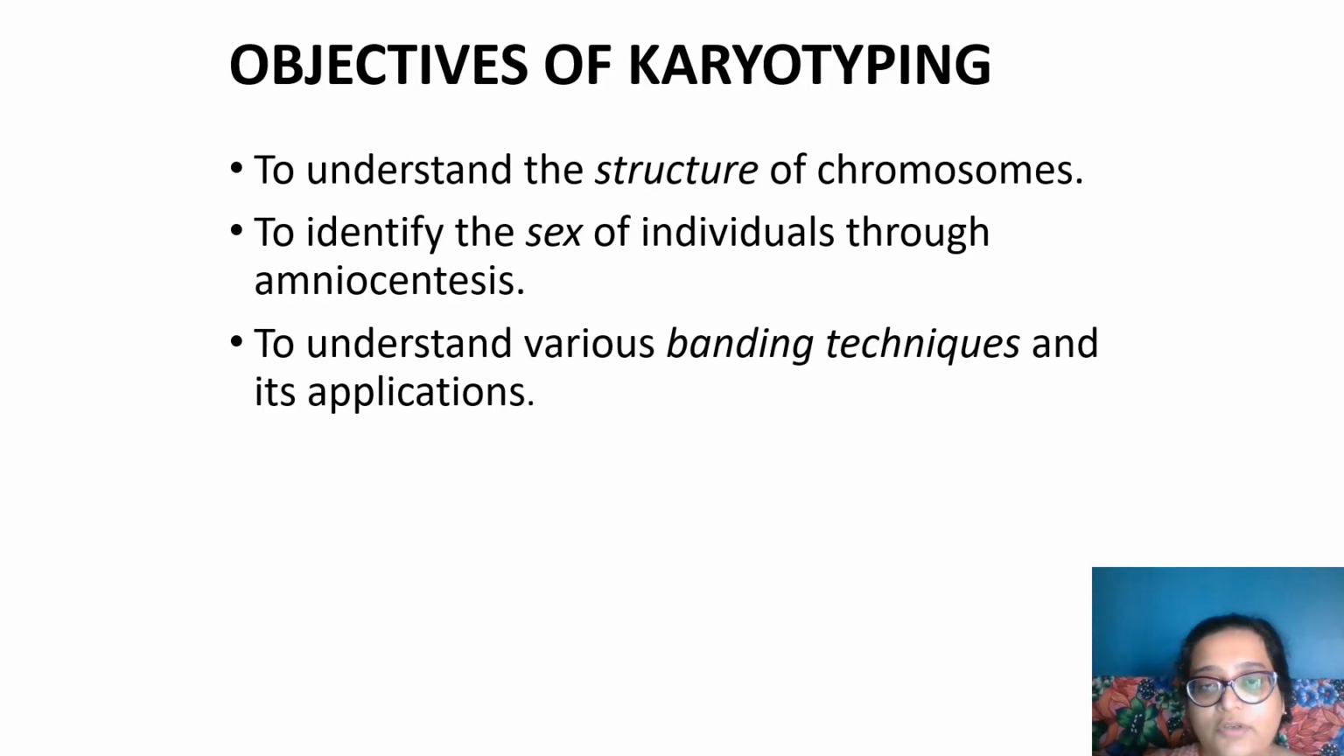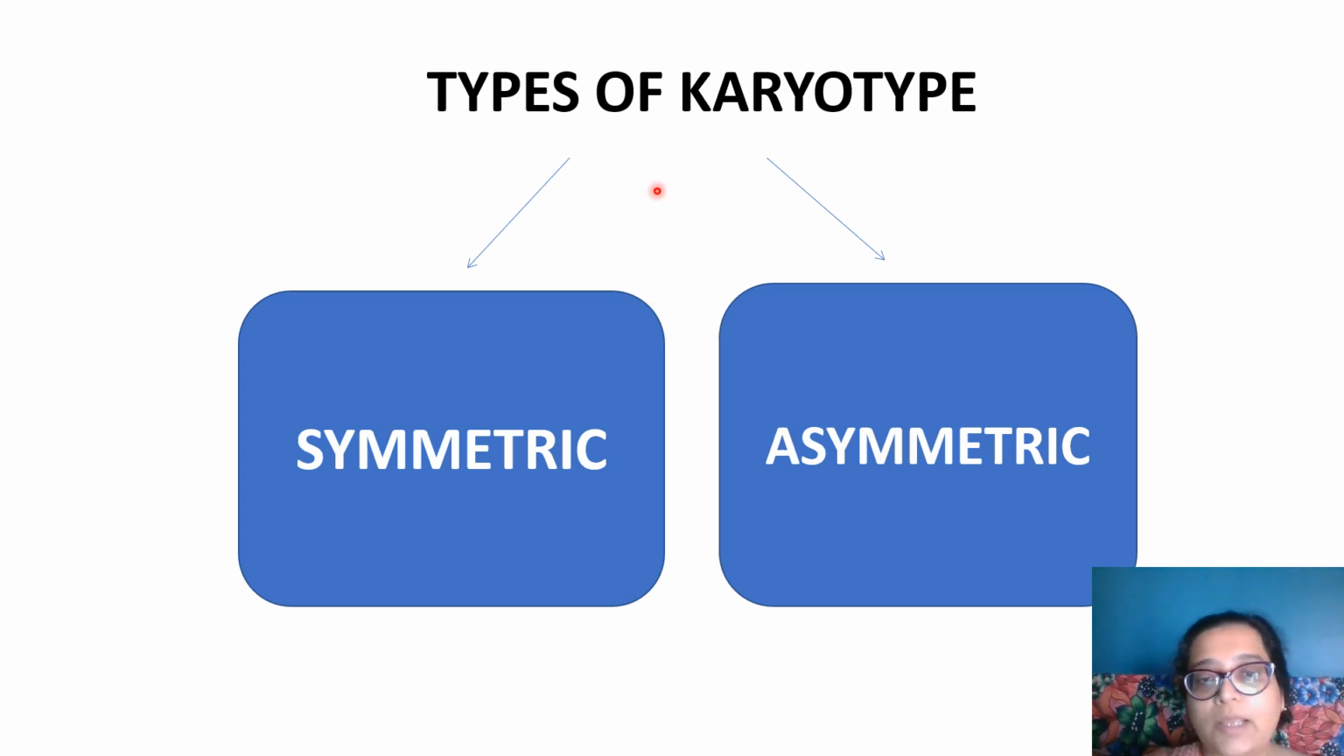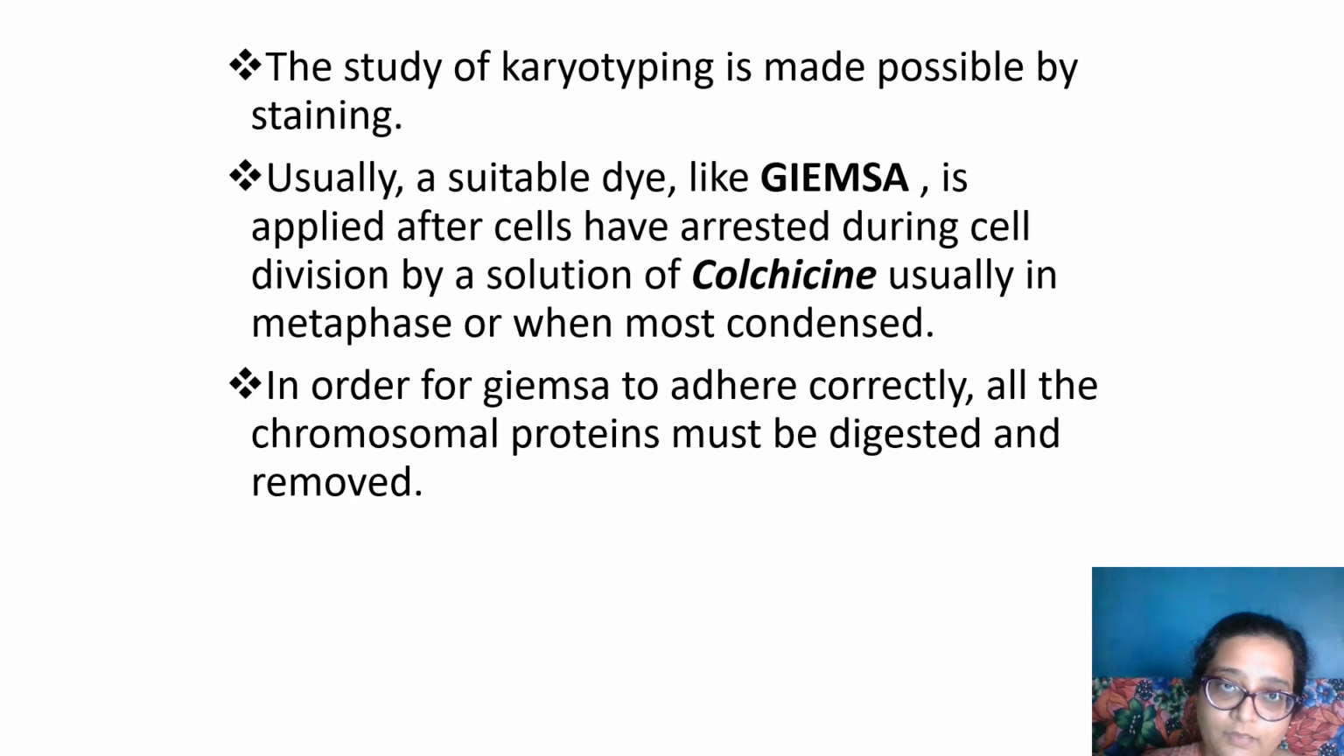Okay, so this I've already told you. Now karyotyping can be symmetric and asymmetric. That is whether you are karyotyping a metacentric chromosome or an acrocentric chromosome. Symmetric means metacentric, asymmetric means you have acrocentric, telocentric also. So mostly what we do is an asymmetric karyotype. We read all the chromosomes, not just one group of chromosomes. I told you what symmetric and asymmetric are.